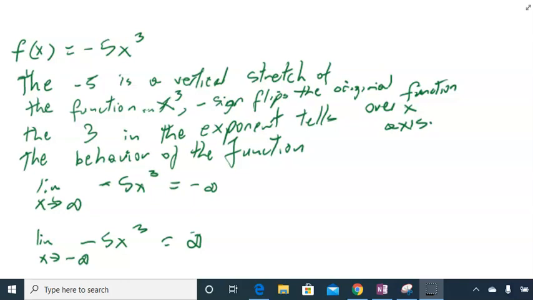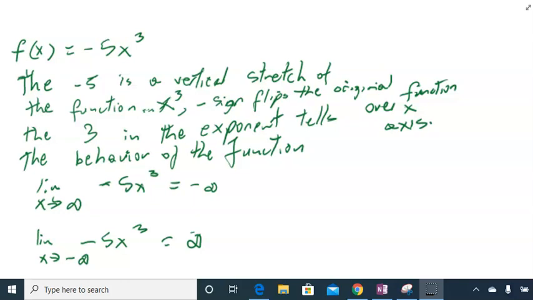So the 5 gives you a vertical stretch of the function, and the negative sign flips the original function. So total, the negative 5 would give you a vertical stretch and a flip over the x-axis. The 3 in the exponent tells us about the original end behavior: on the positive side it would have been going up to positive infinity, and the negative side would be going to negative infinity, but we're flipping them around by a reflection over the x-axis.